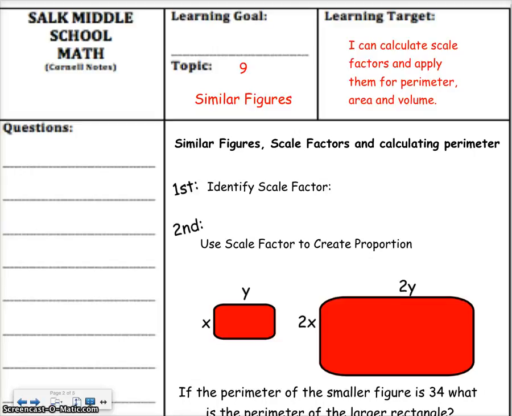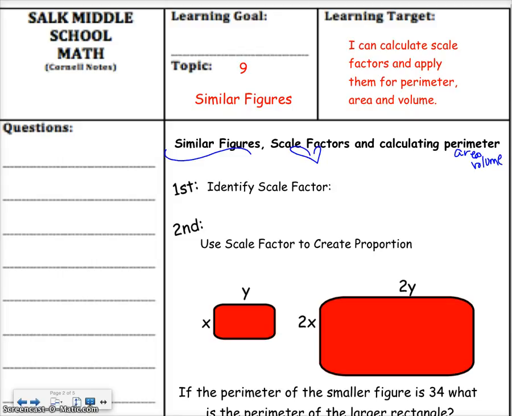Today we're going to make a connection between similar figures and scale factors and being able to calculate perimeter. We're also going to be able to calculate area and calculate volume, contingent that the shapes are similar. So the first thing that you want to do is identify a scale factor.